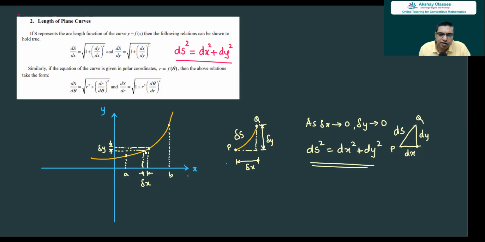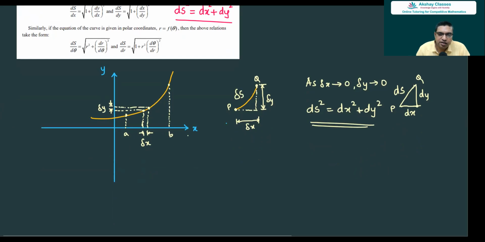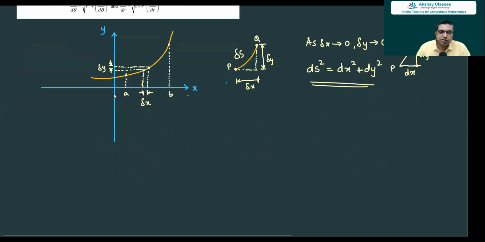So you understood what we have done. We have taken a very small differential element, an increment in x and an increment in y. As the increments tend to 0, we can approximate this by a right angle triangle, use the Pythagoras theorem and write ds square as dx square plus dy square, and it works. So from here, ds square is equal to dx square plus dy square.